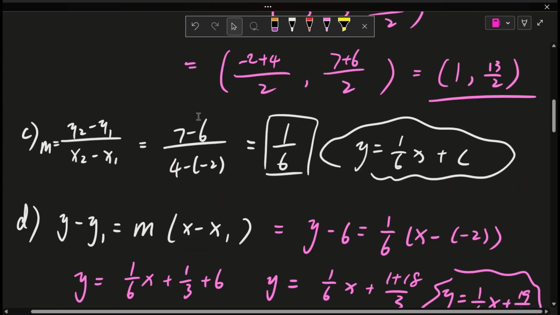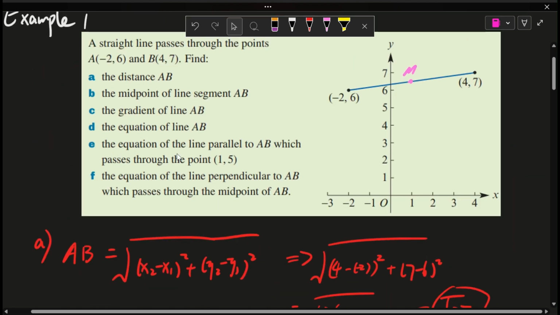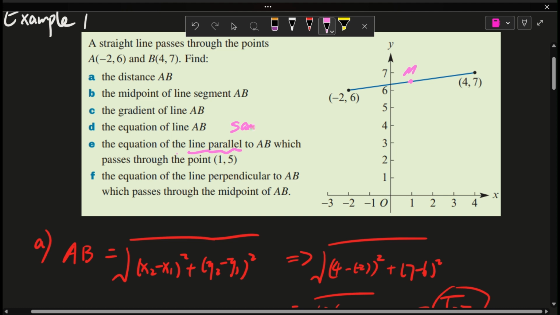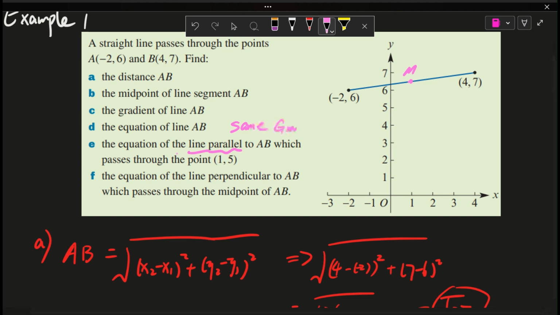All right, once you know questions A, B, C and D, now is E. The equation of the line parallel to AB and passing through the y-intercept. Once you hear parallel, that means the same gradient.